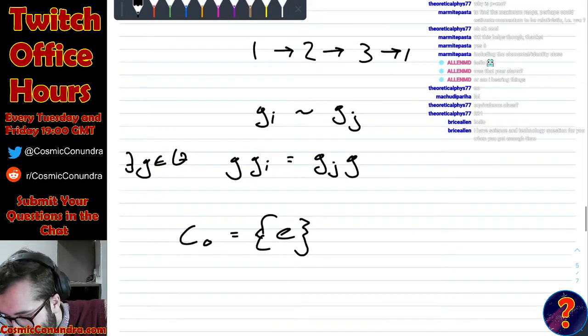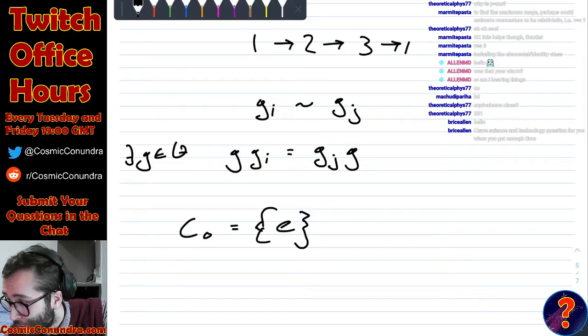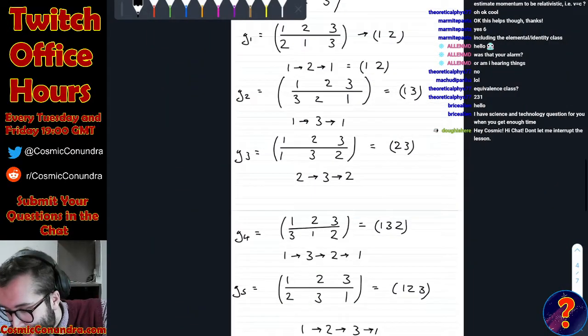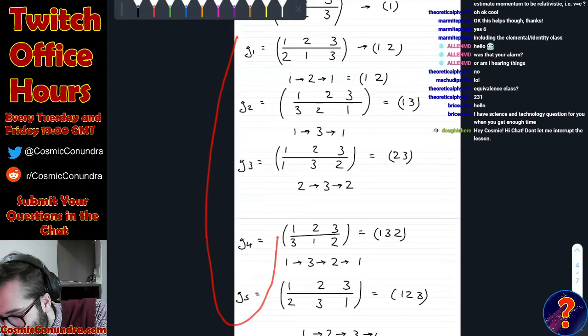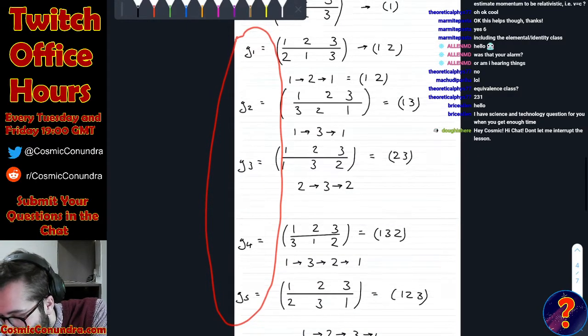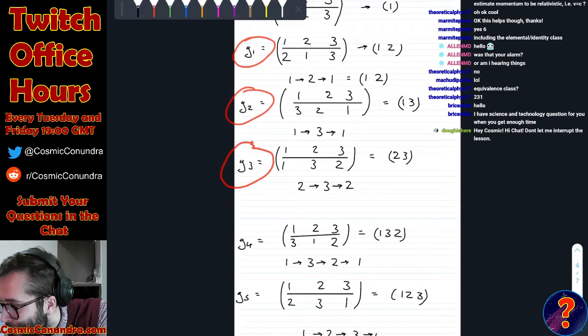Then the other classes. So we're told in the question that Marmite Pasta sent that there are 3 conjugacy classes. So the remaining 5 elements will be divvied up in some way between these conjugacy classes. I think I did a problem sheet on this sometime last year. I think they're divvied up in this way.